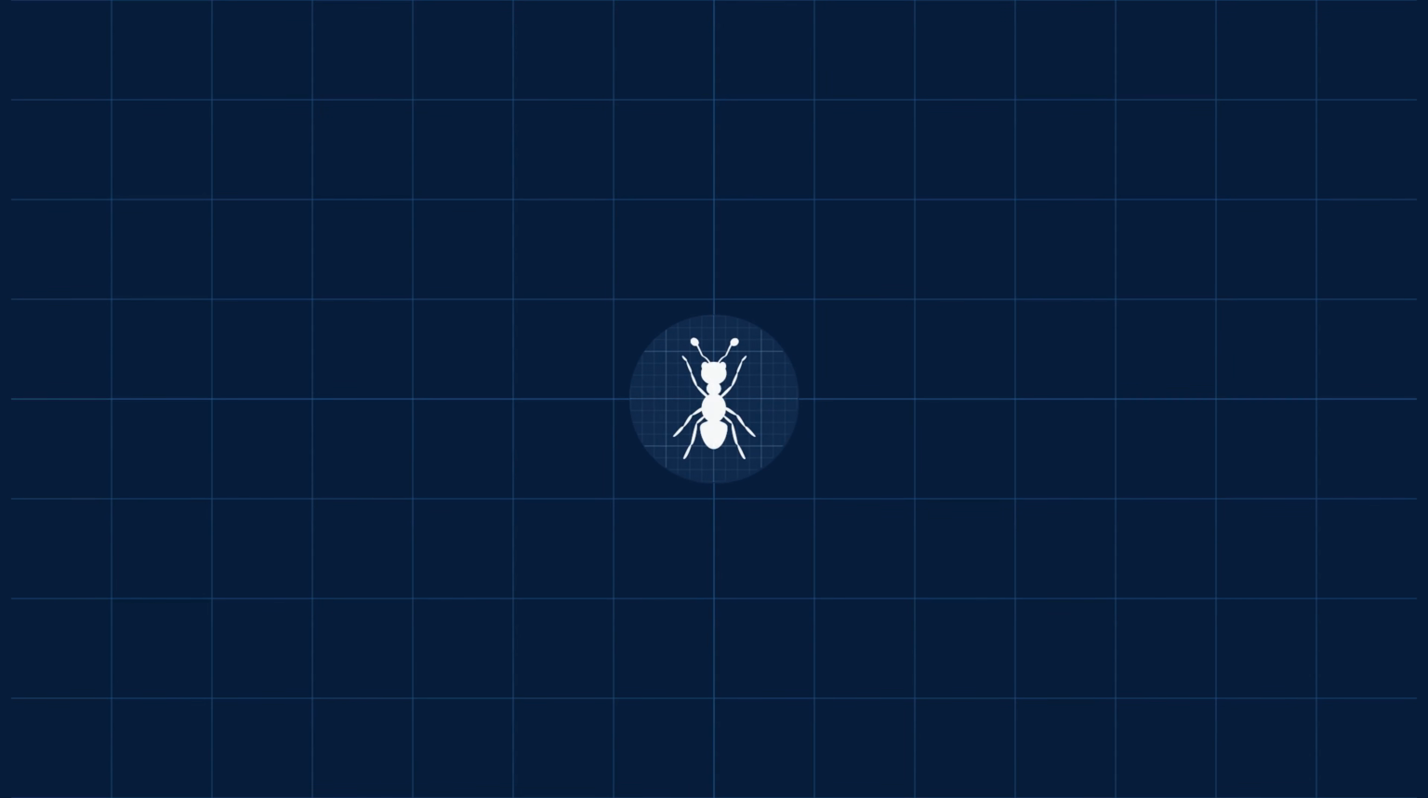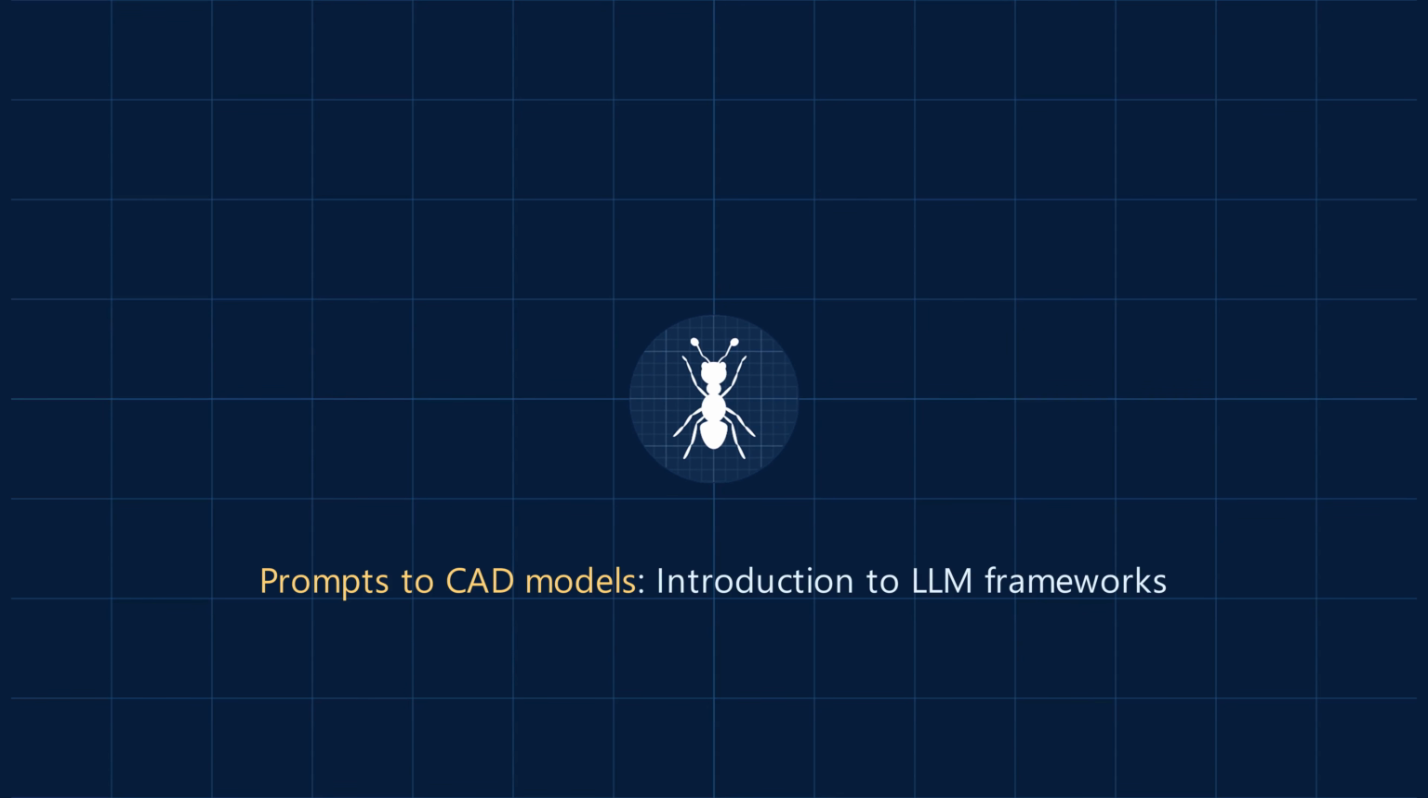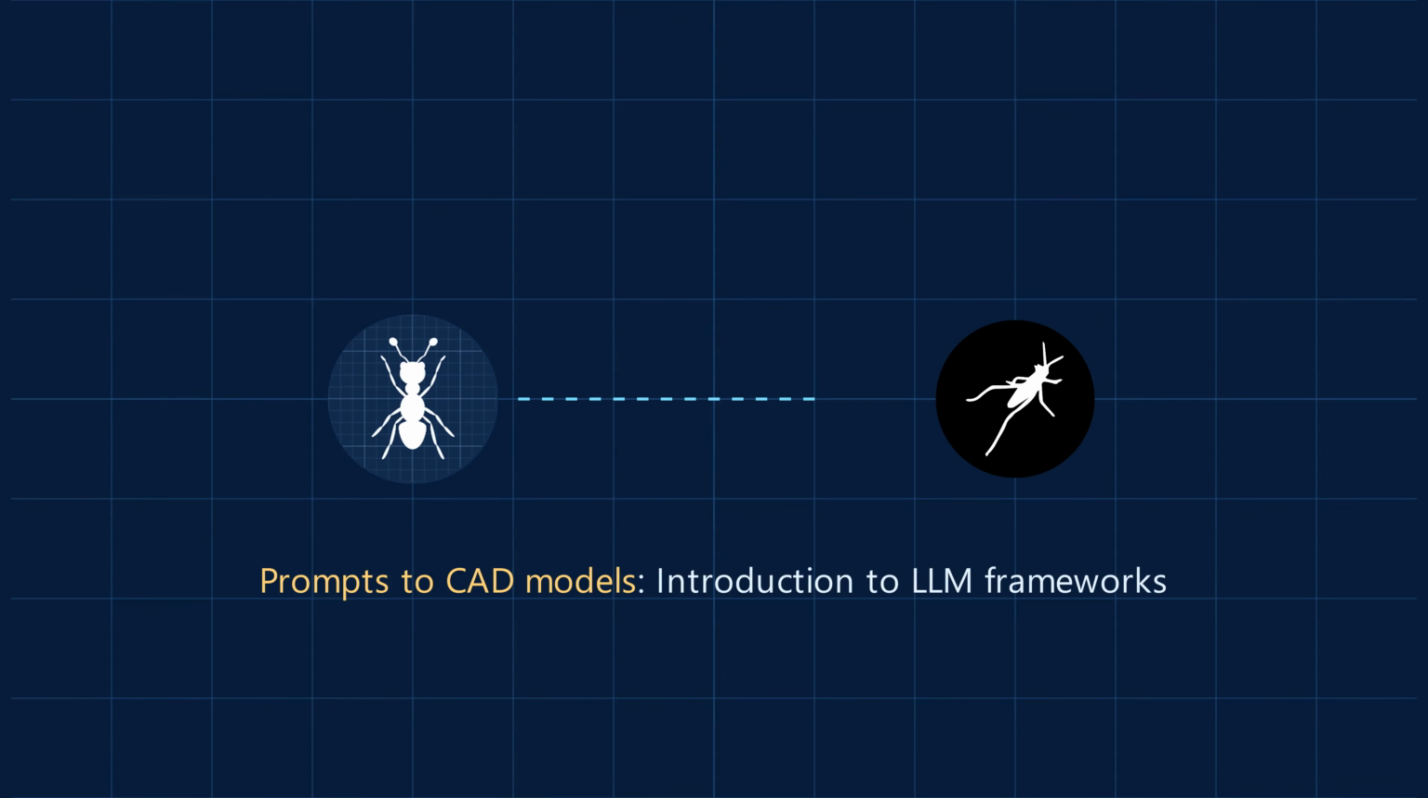Hello everyone, I am Anmol and today I am going to show you how different LLM frameworks can be used to transition from prompts to CAD models. A lot of the inspiration for this video came from developing the Ant plugin, which also incorporates LLMs. As Ant is based on Grasshopper, which is basically a visual programming interface, the current video will use the Grasshopper interface in its examples, but regardless, the main concepts present in this video are applicable to other CAD platforms as well. So let's begin.